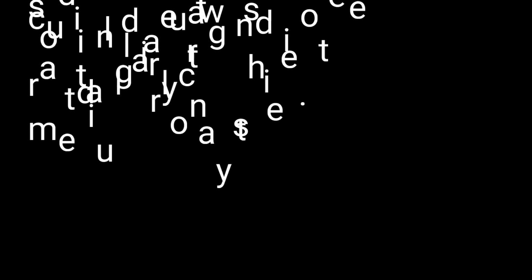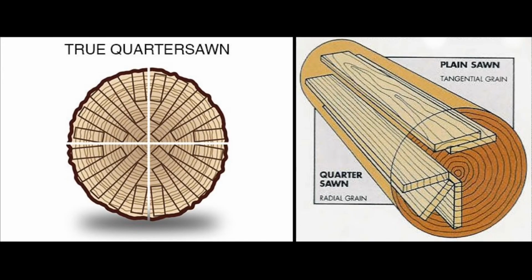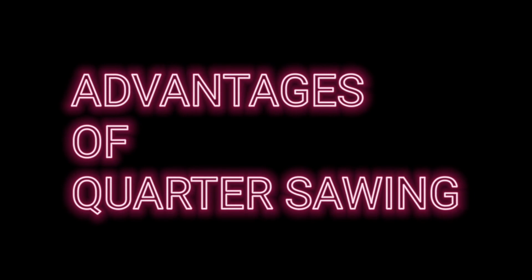sawing. This is a method of wood conversion in which the splitting planes project roughly outwards from the center in the radial direction, that is, cutting along the medullary rays. The angle required for effective sawing should not be less than 45 degrees. Now let's look at the advantages and disadvantages of quarter sawing.